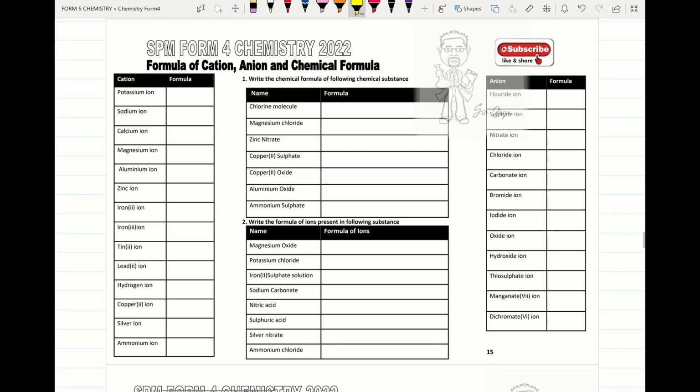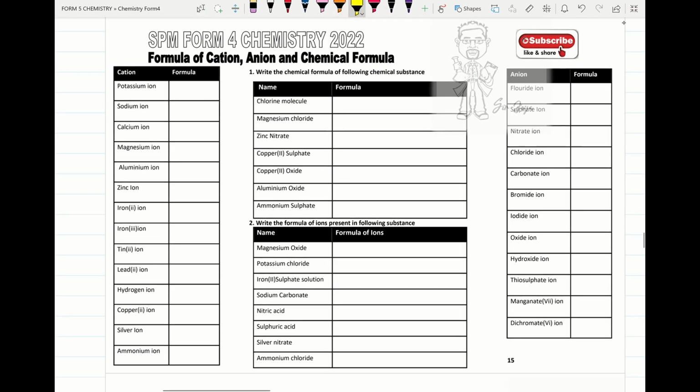So we move on to the next part. We try to write down the formula of all the cation, anion, and we try to check how to write the chemical formula. Alright, so I'll start with the formula of cation. So please remember cation stands for positively charged ion, and the formula, please remember potassium K positive. Alright, K positive, sodium ion Na positive, calcium ion Ca2 positive. Please don't write like this, wrong.